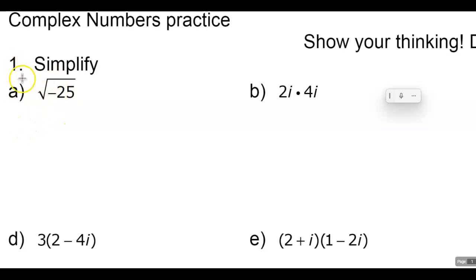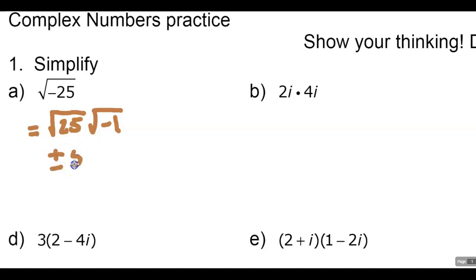So let's get started. On 1A, we have the square root of negative 25. So you might already know the answer, but it's good to know why and how it works. So we can break this up into negative 25 times negative 1. And the square root of 25 is not 5. Don't forget that. Square root of 25, what number times itself equals 25? It is positive and negative 5.